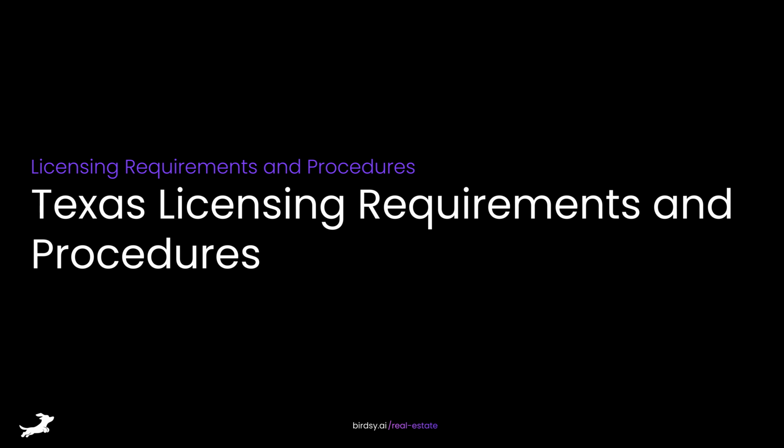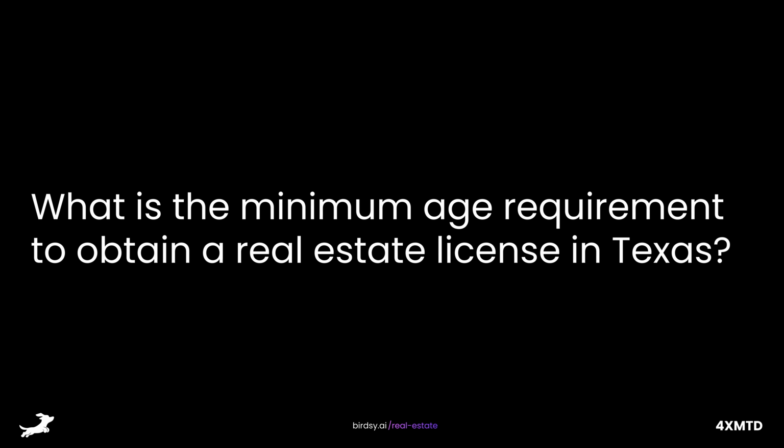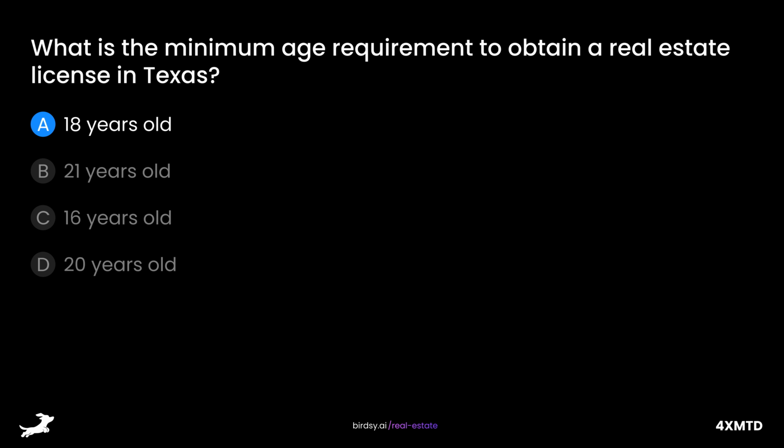Let's continue with licensing requirements and procedures. Texas licensing requirements and procedures. What is the minimum age requirement to obtain a real estate license in Texas? Is it A, 18 years old, B, 21 years old, C, 16 years old, or D, 20 years old?